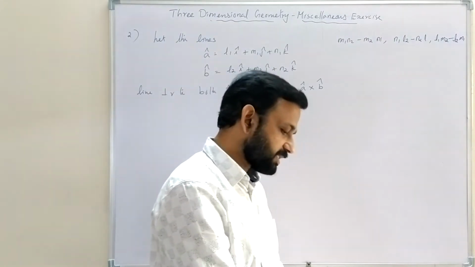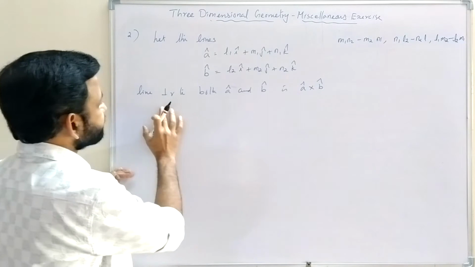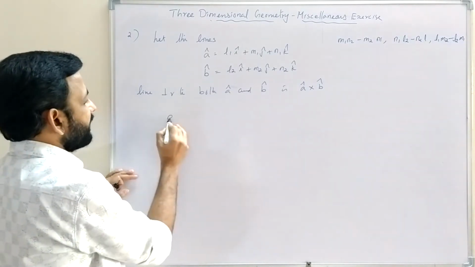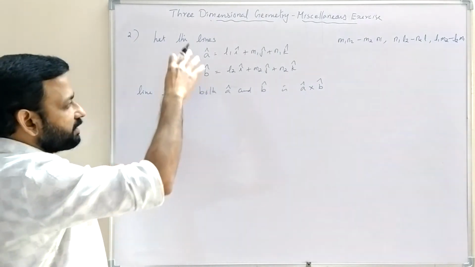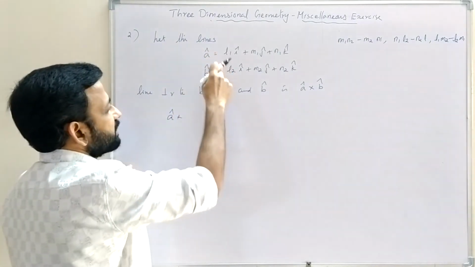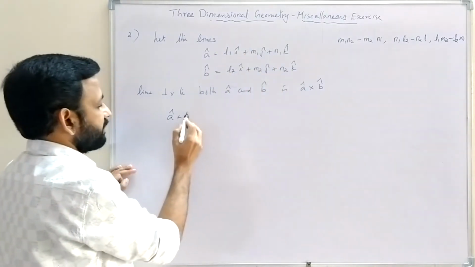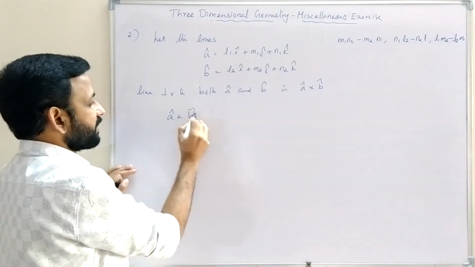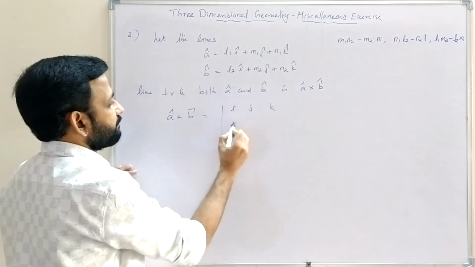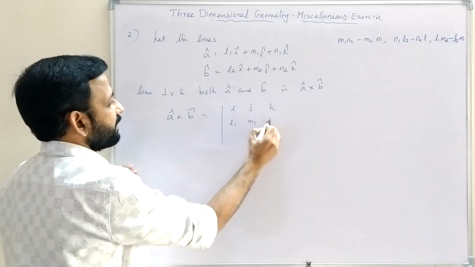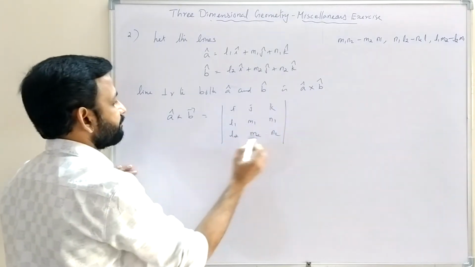So show that the direction cosines of the line perpendicular to both A and B. So we will find A cross B. This will be a unit vector, because these two vectors are unit vectors, and therefore their cross product will be a unit vector. A cross B, we will find using the determinant: I, J, K, then L1, M1, N1, then L2, M2, N2.